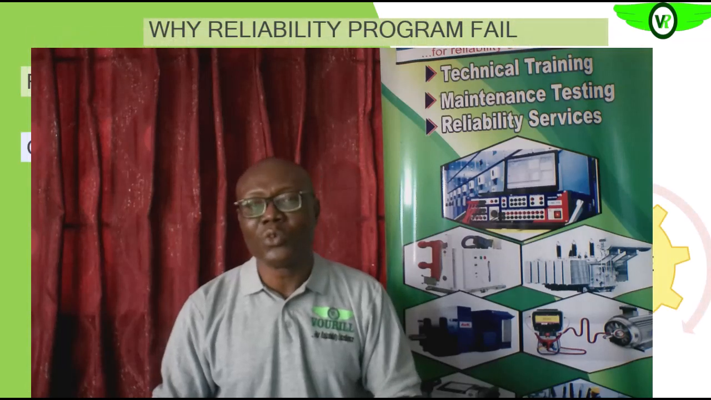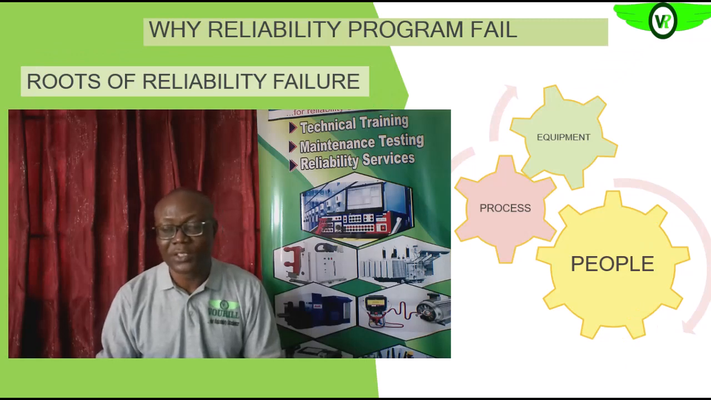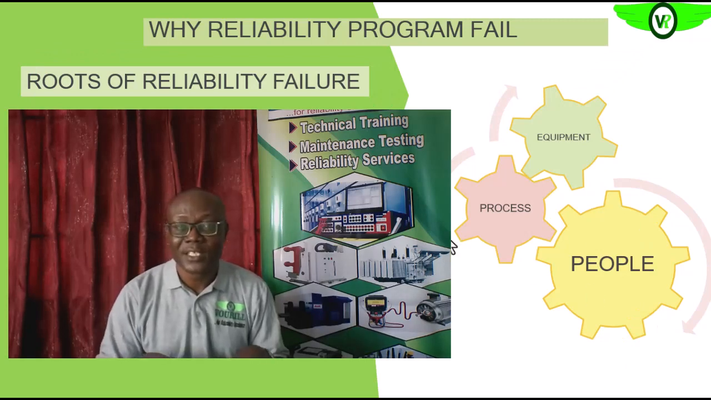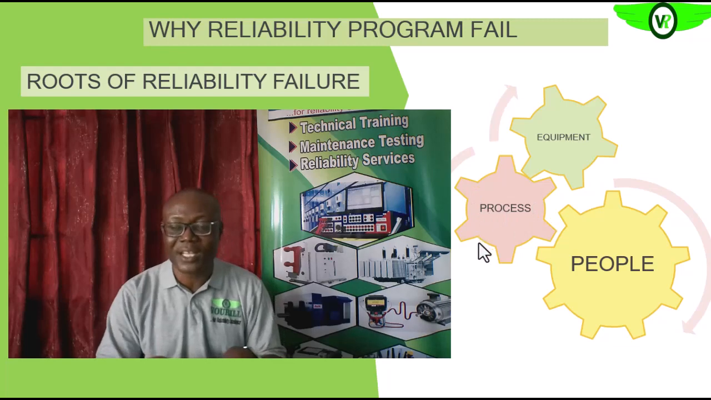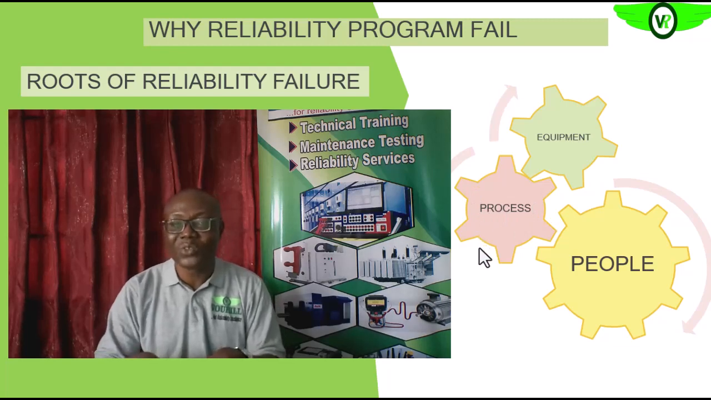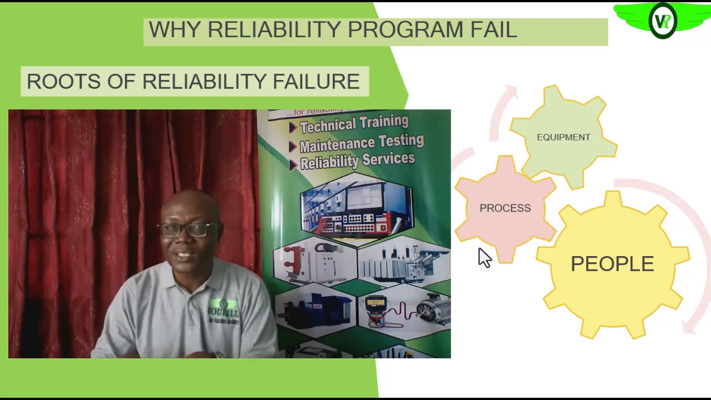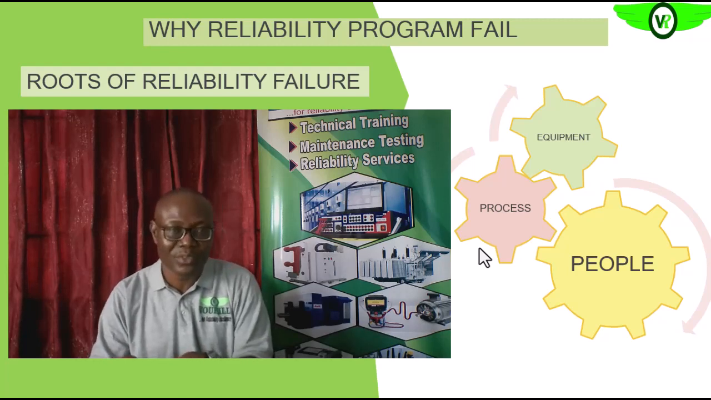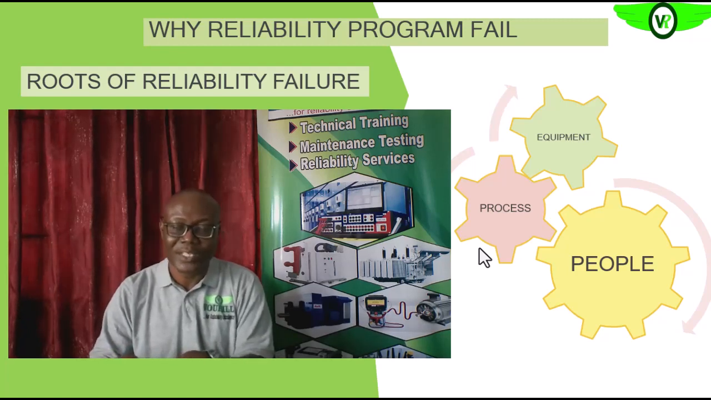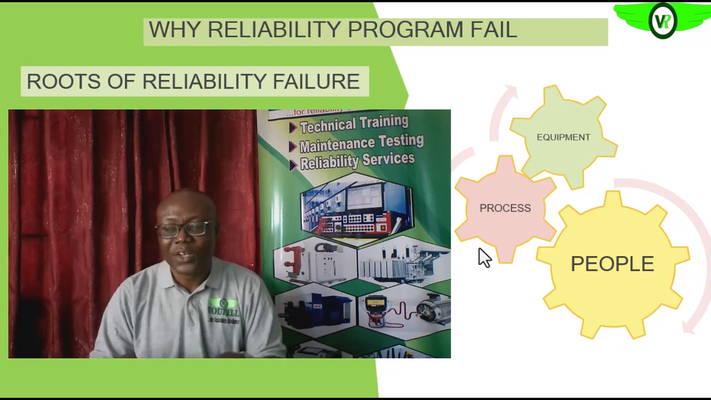So now we want to look at some of the reasons why reliability programs fail. Why reliability programs fail? Now, if you look to the right of your screen, you will see that plant reliability is actually dependent on three variables, or three parameters.